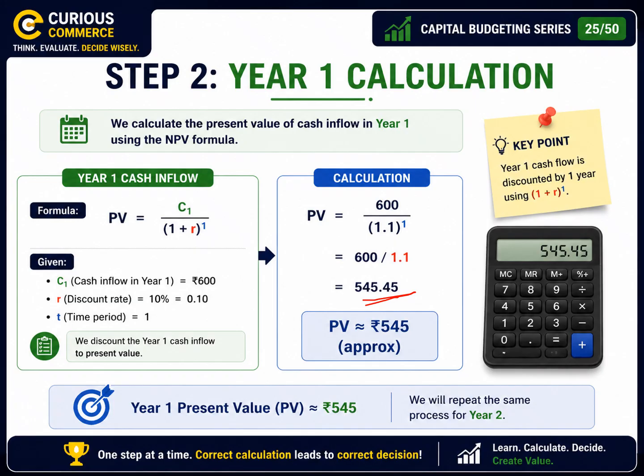Future money loses its present value because time passes, inflation reduces purchasing power, and risk exists. This is called the time value of money. Every finance decision is built on this principle, that is, the time value of money.